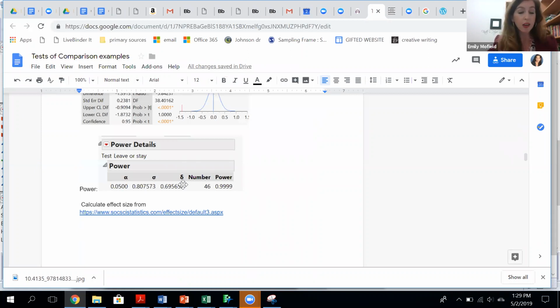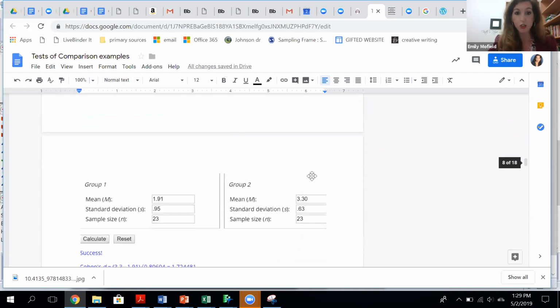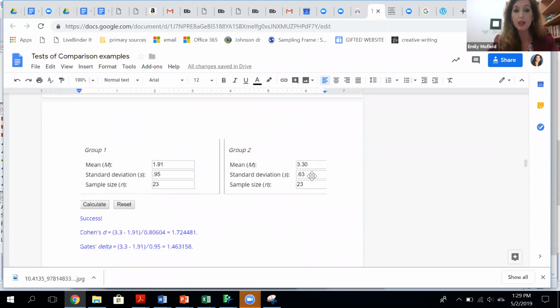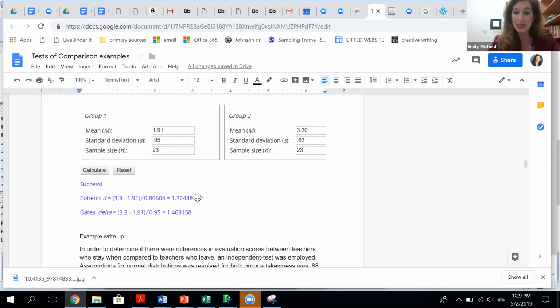Now, because I found a statistically significant difference, I need to calculate the effect size. Now, there's another calculator that is better for calculating effect size for independent t-test. And so you look it up, you enter the group 1's mean and group 2's mean, and you calculate, and it will give you the Cohen's d, Hedges' g, and also sometimes we'll see a Glass's delta. Those are just other types of effect sizes.